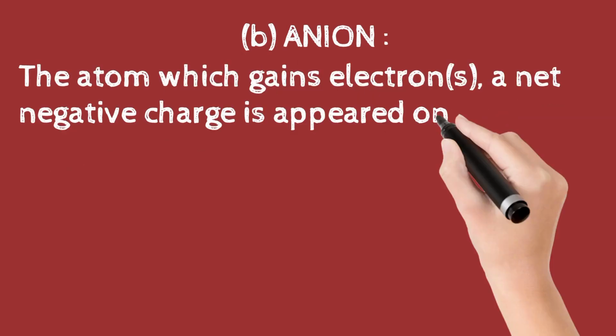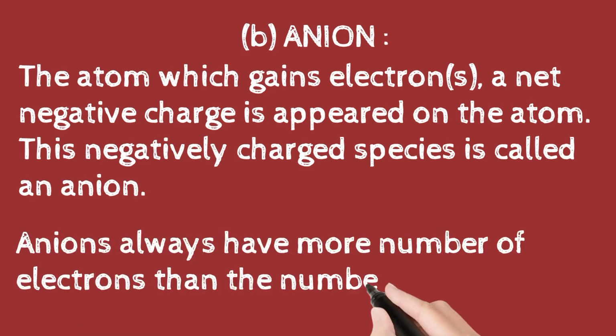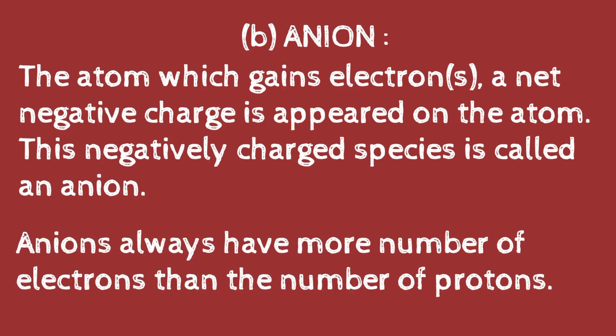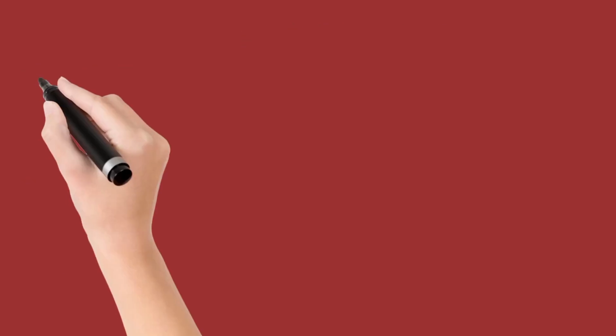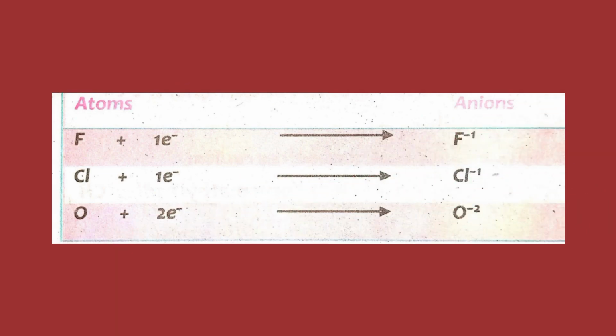Anion. The atom which gains electrons, a net negative charge appears on the atom. This negatively charged species is called an anion. Anions always have a greater number of electrons than the number of protons. The table shows the example for anion. Fluorine with the addition of one electron becomes anion, fluorine minus 1.